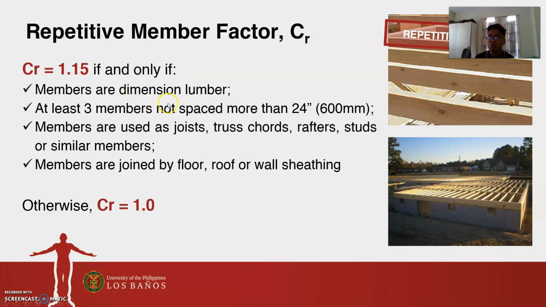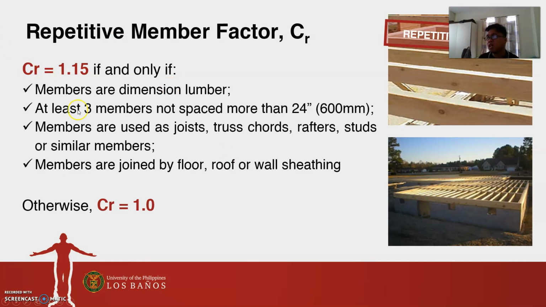Number one, the member should be dimension lumber, and at least 3 members are not spaced more than 24 inches, and then the members are used as joists, truss chords, rafters, studs, or similar members, and then joined by floor, roof, or wall sheathing.